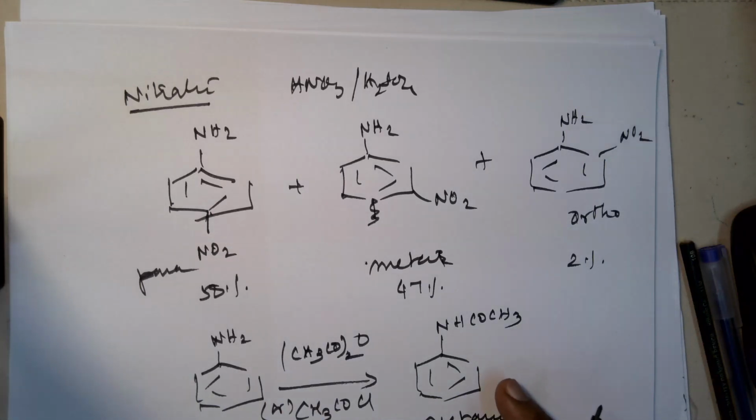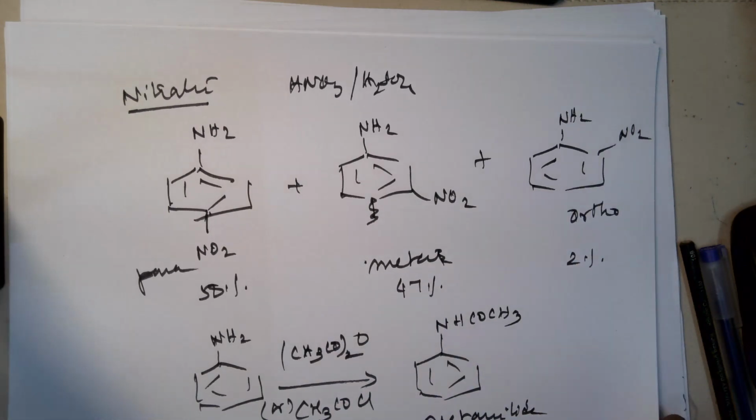And when you put nitric acid, then you can have para-nitroacetanilide also. Then sulfonation will give you sulfanilic acid.